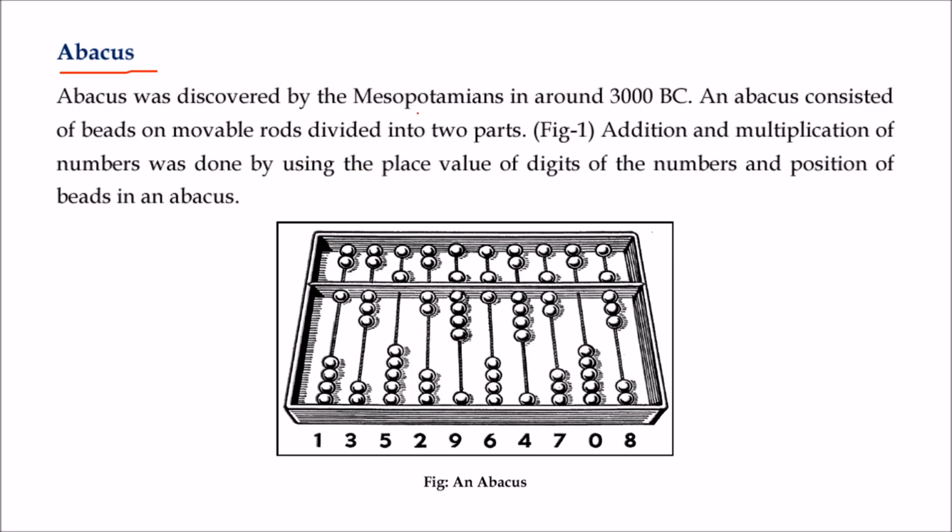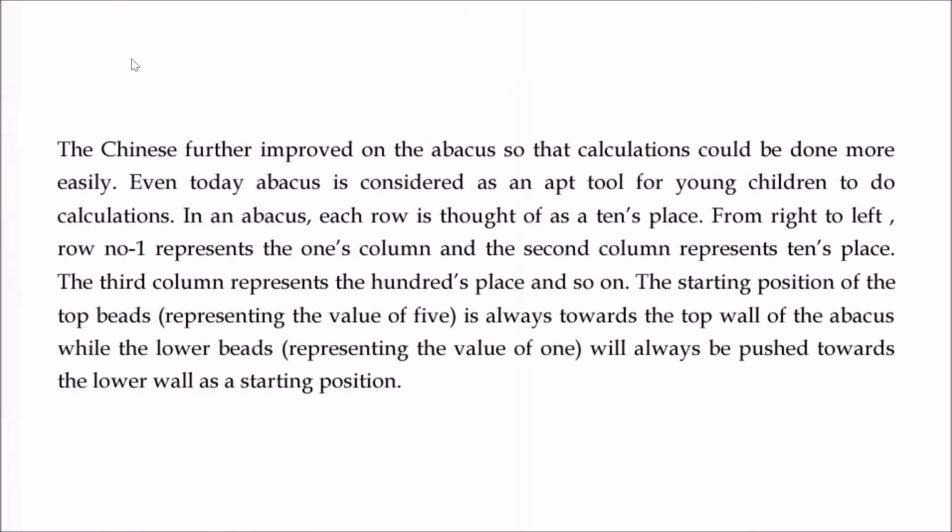This was discovered by Mesopotamians in around 3000 BC, and this abacus, as you see in this figure, consisted of beads. These are beads, and these are movable rods, divided into two parts, first part, second part. So the addition and multiplication of numbers can be done by using the place values of the digits of the numbers and the position of beads in an abacus. From 0 to 9, that is 10 numbers are there.